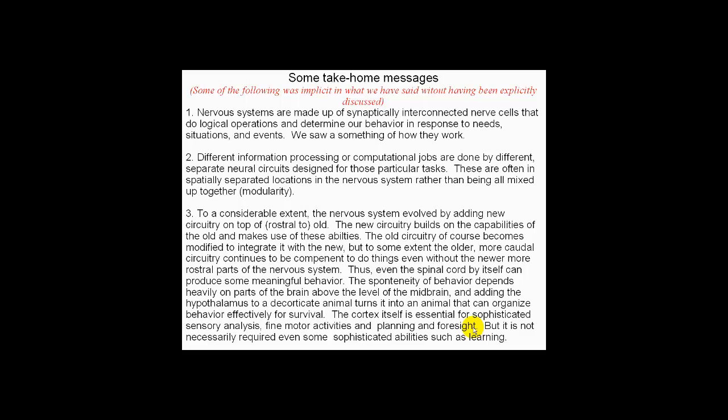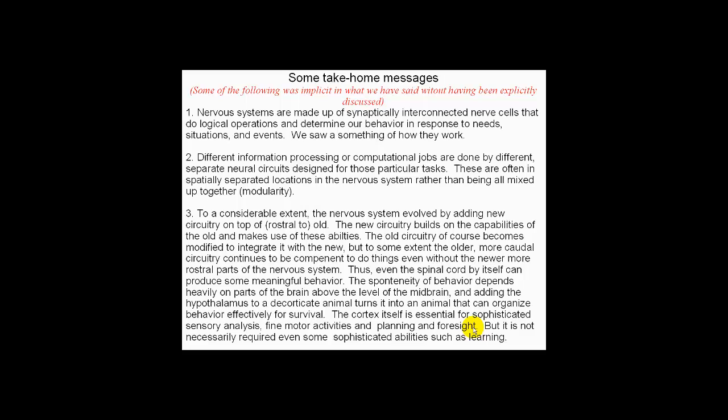The nervous systems in general are made up of synaptically interconnected nerve cells that do logical operations and determine our behavior in response to needs, situations, and events. We saw something of how they work. That's kind of what we did last. Point 2. Different information processing or computational jobs are done by different separate neural circuits designed for those particular tasks. So we'll see some more of that in a few minutes. These are often in spatially separated locations in the nervous system. So usually they're not all mushed up with one another. They are separated, though not always, rather than being all mixed up together. And this is what we refer to as modularity.